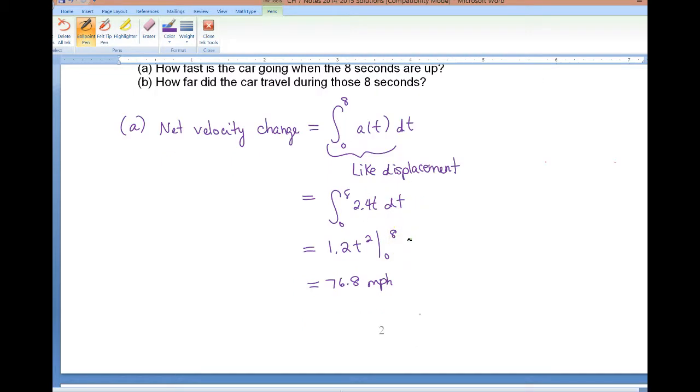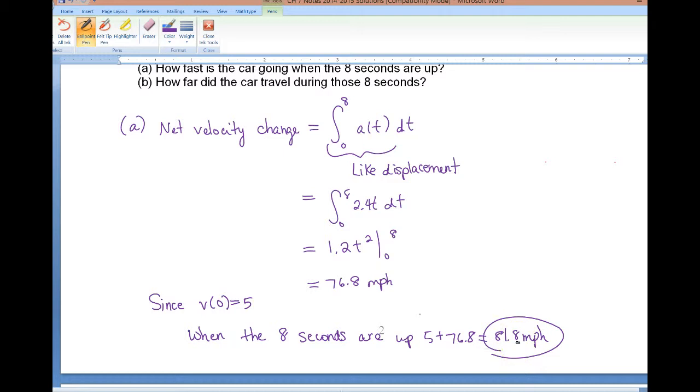Okay, so since v of 0 equals 5, when the 8 seconds are up, it's going to be 5 plus 76.8, which we get 81.8 miles per hour. Right, the final answer for part A is 81.8.